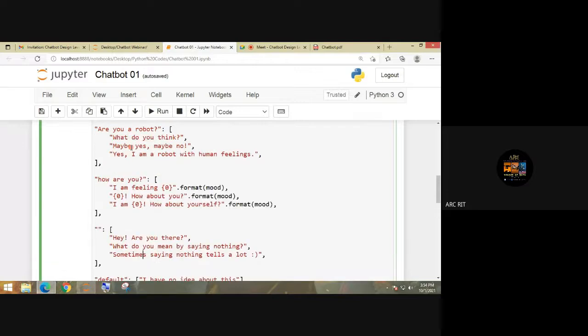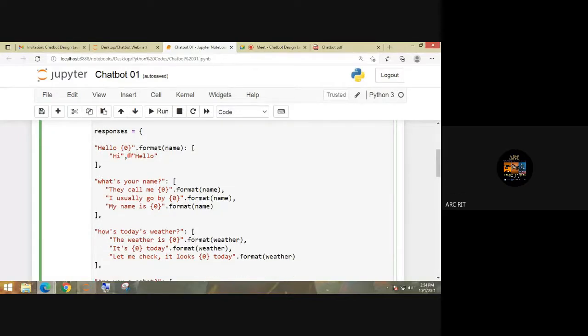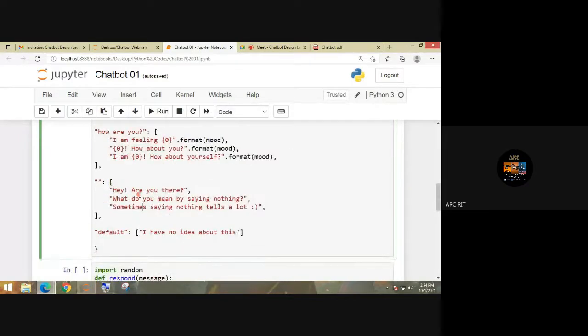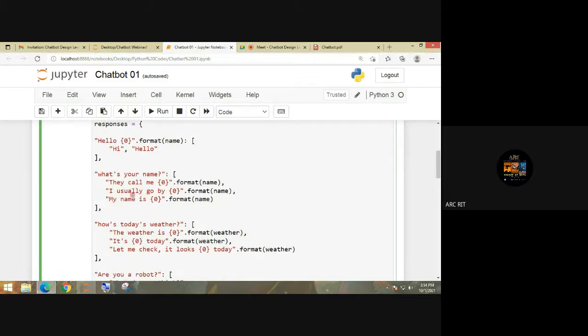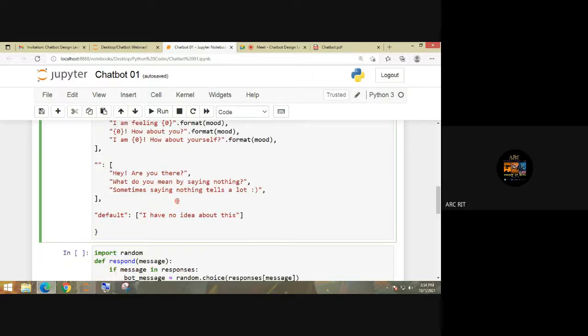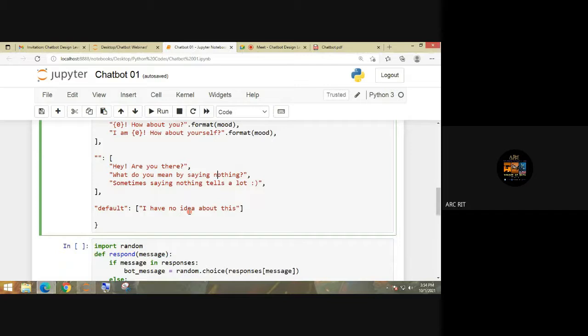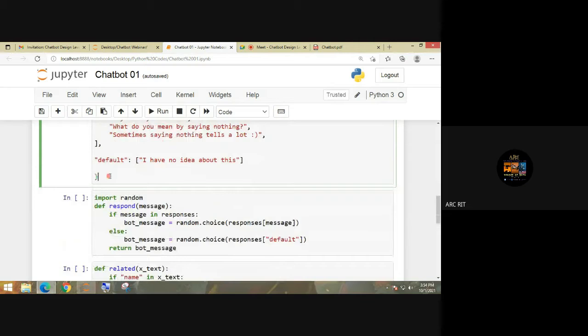And if my question is out of context, if I'm asking something which is not fed in this dictionary, then you should write a default answer. So there is one default answer, that I have no idea about this. Like if I ask, what's your father's name, I haven't fed my chatbot that question and answer, so it goes in the category of I have no idea about this. Now let me run this also.